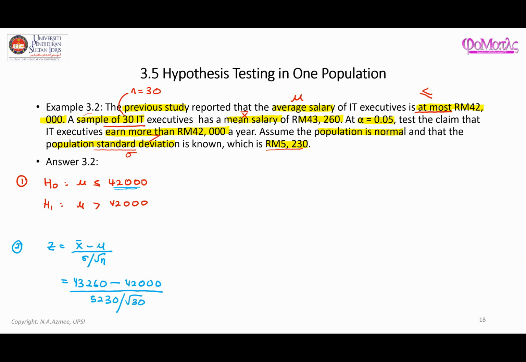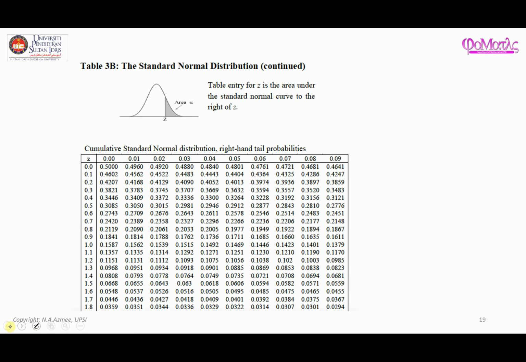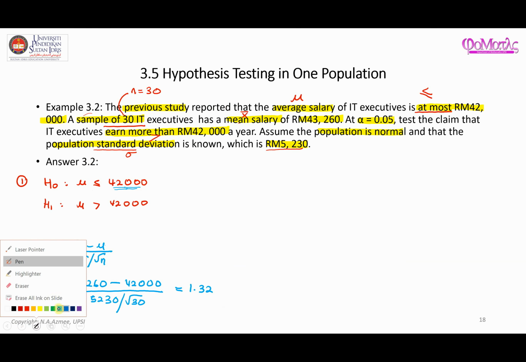So if you punch in the values into your calculator, you will see that the value of Z statistic is going to be equal to 1.32. So this is using 2 decimal places. Okay, so next. So the third step.